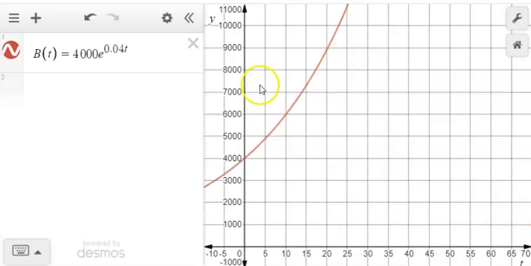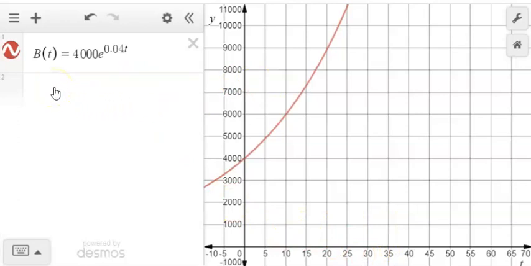I spent a while working on this window, but you definitely want your y values to be very large. I would say at least 7,000. I have my x's going over to 70. That's probably not necessary. 30, maybe 25 is plenty. But this is a reasonable window.